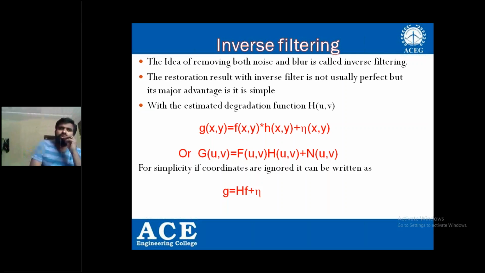Filter is not usually perfect, but its major advantage is that it is very simple to implement. So with the estimated degradation function, we are all aware of it. That is, g of x,y is a degraded function equal to f of x,y convolved with h of x,y, the impulse response of the degradation, plus the noise component n of x,y or eta of x,y. It is its Fourier transform representation. And here onwards, for simple understanding, I am just representing this like this: G equal to HF plus eta. That is, this particular thing is represented like this, right?